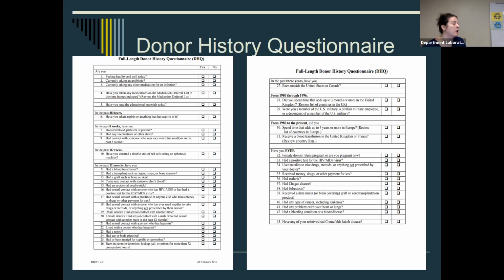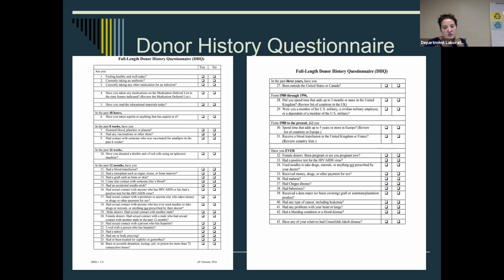Treated for syphilis or gonorrhea, right? So it's not necessarily that syphilis or gonorrhea can be transmitted through the transfusion, but if you have syphilis or gonorrhea, what does that mean? It means you are sexually active, you are engaged in that lifestyle that puts you at a higher risk of other infectious diseases, okay?